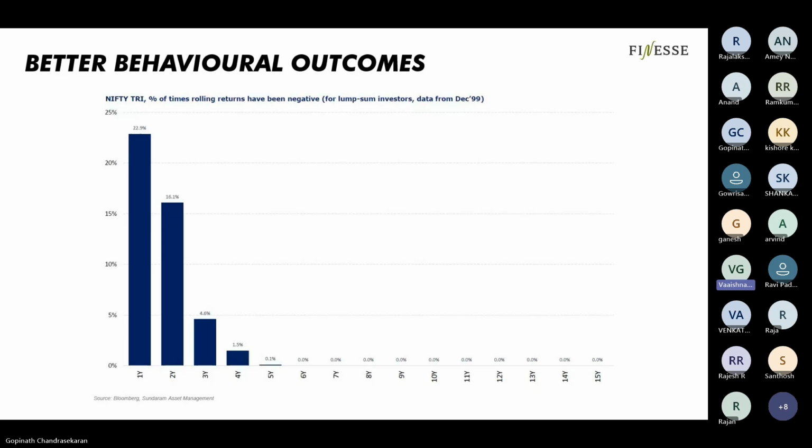And as we move on, the rolling returns for 2 year returns have been negative for about 16% of the time. And 3 year returns have been negative for about roughly 5% of the time. And for 4 year returns, it is 1.5 percent. And for 5 year, it is 0.1 percent. And beyond 5 years, we don't have any historical data showing negative rolling returns.